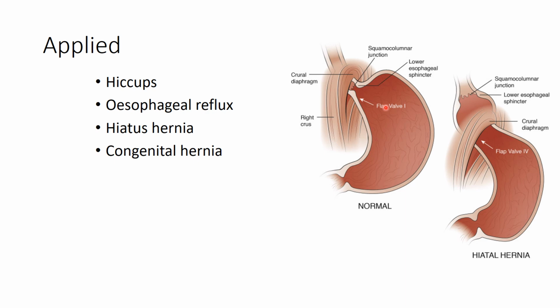Then is the hiatus hernia. In this case, there are generally two types. One is known as the sliding hiatus hernia and another is known as the paraesophageal. In case of the sliding, I have shown here the lower part of the esophagus and the related part of the stomach. It slides through the esophageal hiatus towards the thoracic cavity.